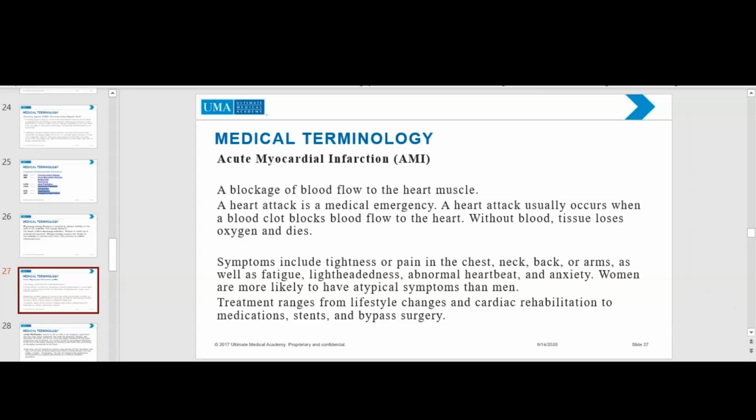Symptoms include tightness of the chest or pain in the neck, back, and arms, as well as fatigue, lightheadedness, abnormal heartbeat, and anxiety. Women are more likely to have atypical symptoms than men. Treatment ranges from lifestyle changes and cardiac rehabilitation to medication, stents, and bypass surgery.